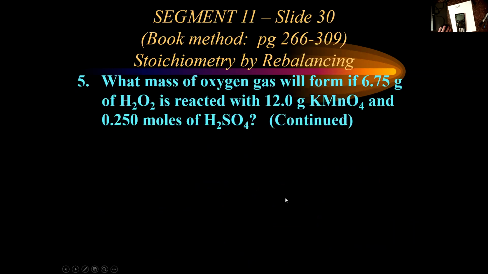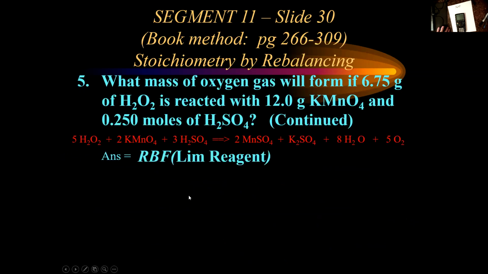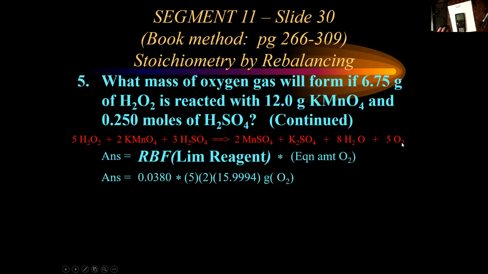And then what do? Okay, you've got the answer is the limiting reagent rebalancing factor multiplied by the oxygen in the problem unit. It's grams. So it's 5 moles. Each mole of O2 has 2 oxygen atoms. The atomic weight of oxygen, effectively 16. That's the real value, 15.9994. Okay, so here's my answer. I've got 6.08 grams. I've got that answer.